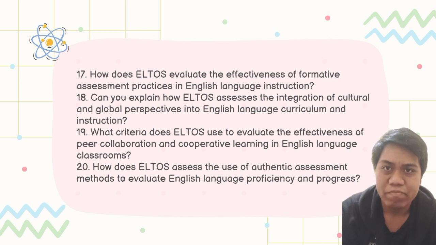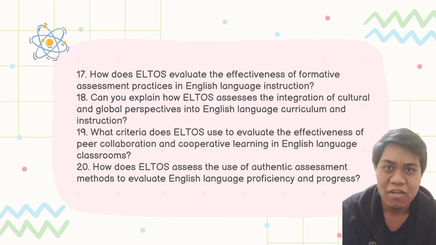19. What criteria does ELTOS use to evaluate the effectiveness of peer collaboration, collaborative and cooperative learning in English classroom? This question is because we want to know the criteria ELTOS uses to evaluate peer collaboration and cooperative learning. It helps educators create an environment that fosters collaborative skills which are vital for language acquisition and social development.